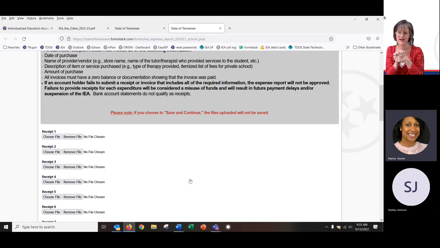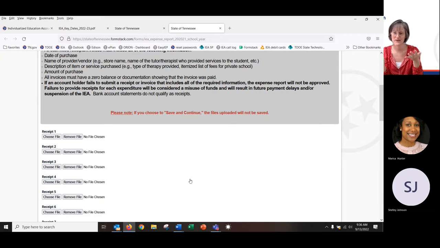We do not want account holders writing on receipts. The receipt has to be the original receipt from the company, from the school. No altering the receipts. Yeah, I thought that would help. And they were like, no, do not write on the receipt.